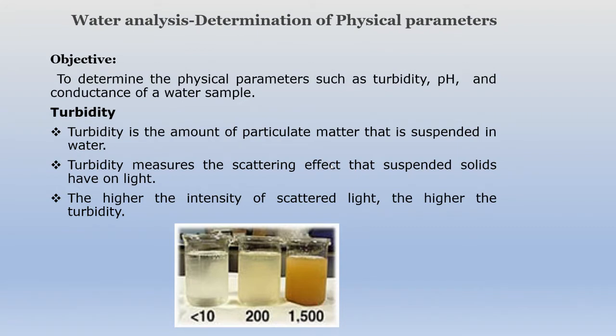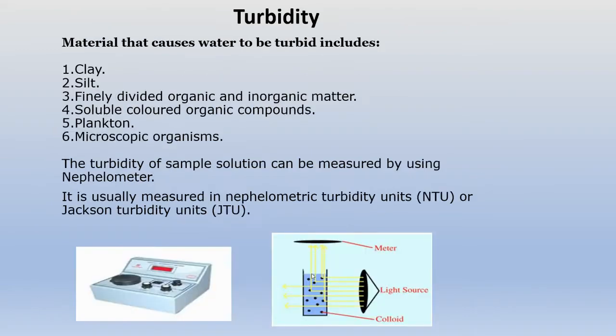So in the diagram, you can see the first beaker is a clear solution, the second one is a turbid solution, and the third one is a more turbid solution. And the materials that cause water to be turbid are clay, silt, finely divided organic and inorganic matter, soluble colored organic compounds, plankton, and microscopic organisms.